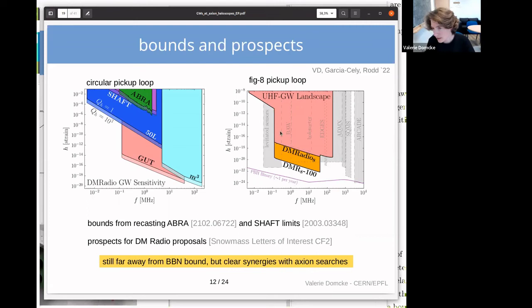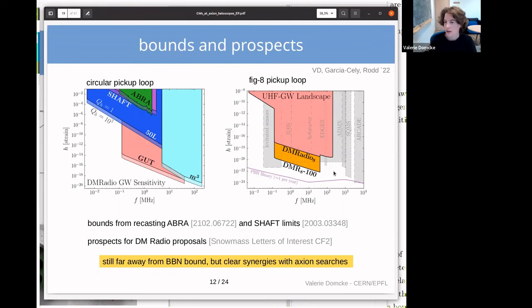In particular, what we see here is that these other proposals roughly reach similar sensitivities, despite, as I'll show in a second, being really quite different proposals. So it's interesting that everybody seems to be coalescing around this strain sensitivity, and we do cover some range. For example, in this frequency range, and also down here, we could, if this happens, cover parameter space which is not yet covered or not yet even proposed to be covered by anything else.